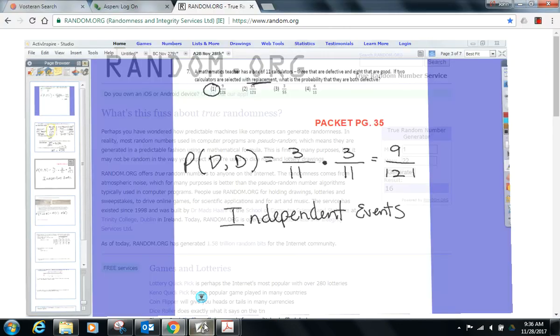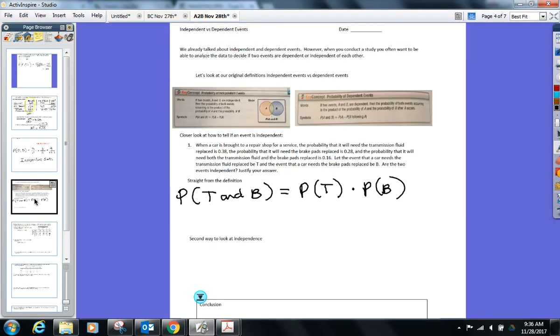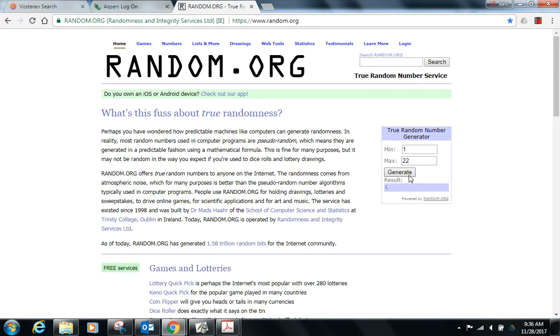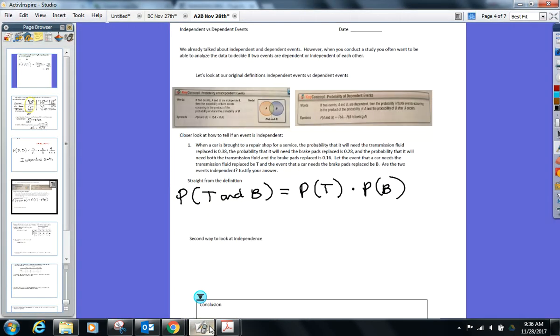So let's test this out, see if they're equal to each other. Oh, I love doing this. Here we go. 21. Anybody for 21? Jess, you're 21? Yeah. Okay, ready to go? And it's right in the problem, so I'm not asking for any magic here. Probability you need transmission fluid and brake pads. What did I tell you? 0.16. So is 0.16 equal to, here we go, Jess, stay with you, probability you need transmission fluid from the problem?